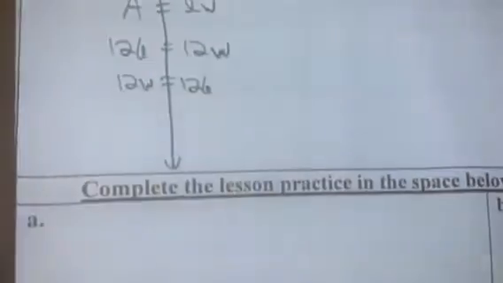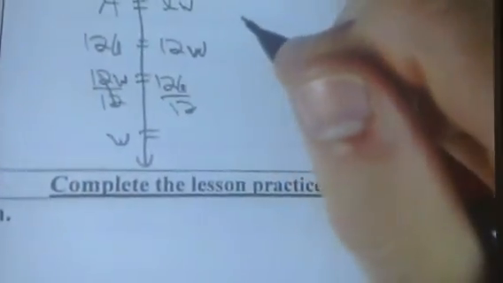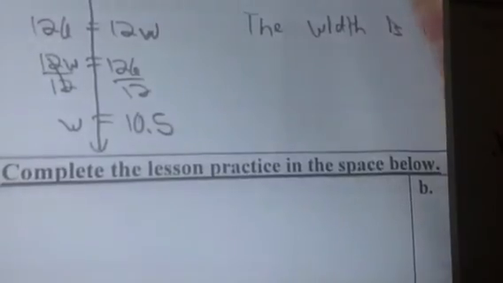I've got 12 written right next to w. That means multiplication. To get rid of multiplication, I use division. Divide each side by 12. I've got w equals 126 divided by 12, which equals 10.5. So the width is 10.5 feet. Okay? Box that in.